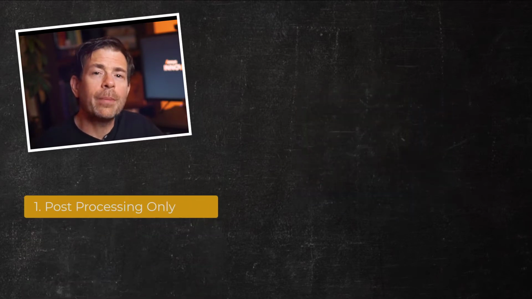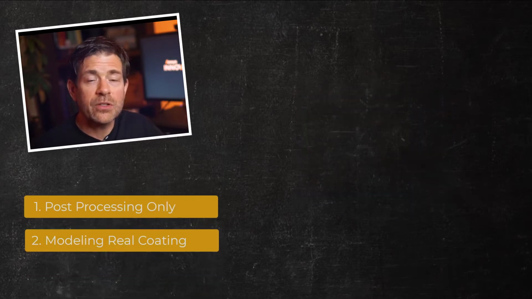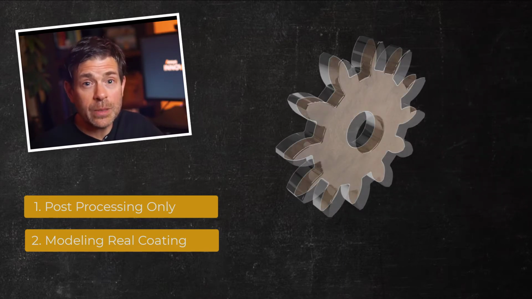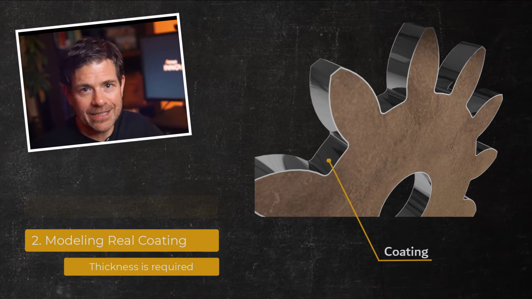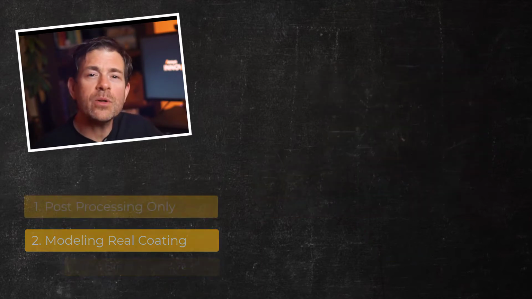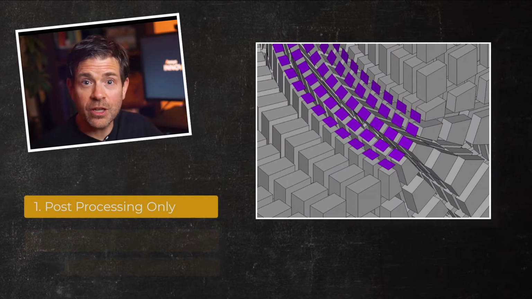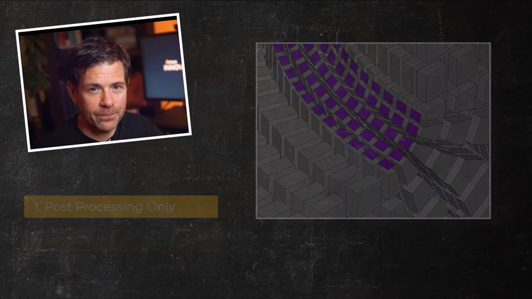Since no out-of-plane extrapolation is needed, the stresses obtained by surface coating are quite accurate. As mentioned before, by choosing the appropriate options, the surface coating elements can also be used to model real coatings, and thickness is needed in that case. However, we'll only focus on the post-processing function of the surface coating in this video.